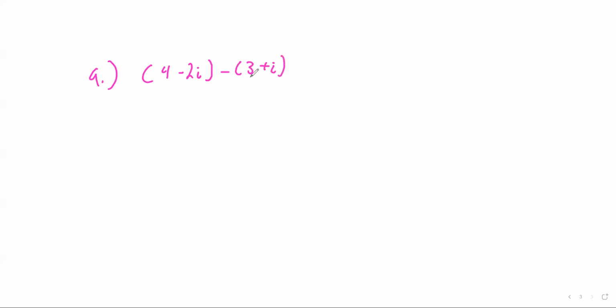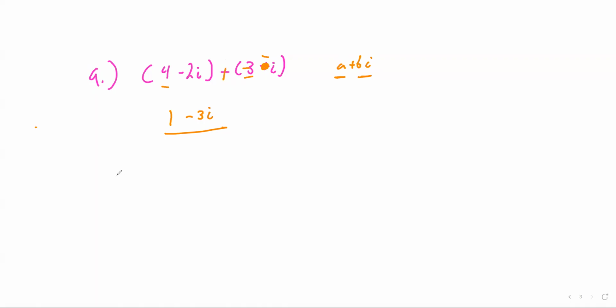This is just like in the earlier sections. And then from here, you just kind of work it out. So this would be 4 plus negative 3, which is 1, and then negative 2i plus negative i, which gives you negative 3i. Always write the answer in a plus bi form. So the real part first, imaginary part second.